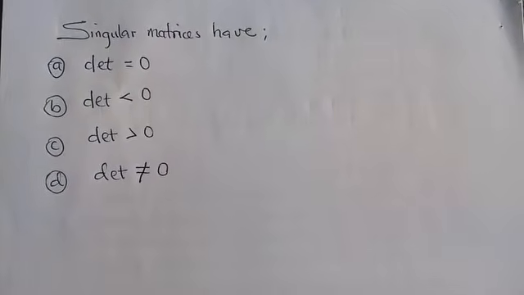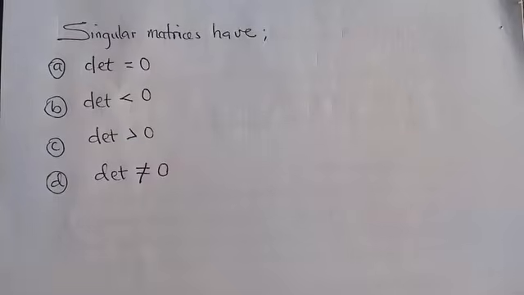This question says, singular matrices have A, determinant equal to 0, B, determinant less than 0, C, determinant greater than 0, D, determinant not equal to 0. Now, for a given matrix, its determinant simply is the magnitude or the size of that matrix. So a given matrix is singular, for instance, if the determinant is equal to 0.